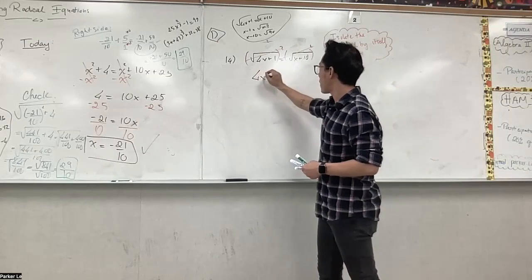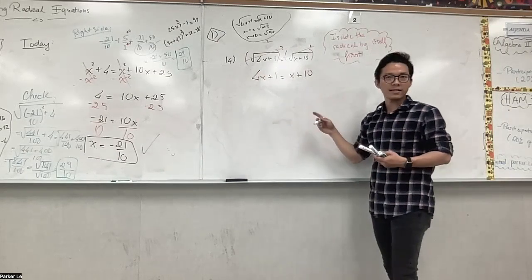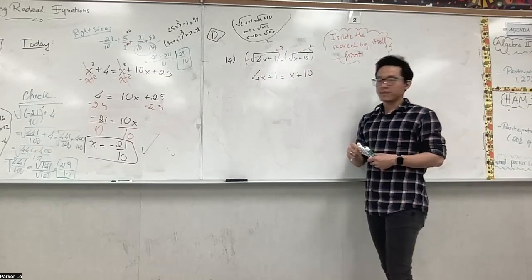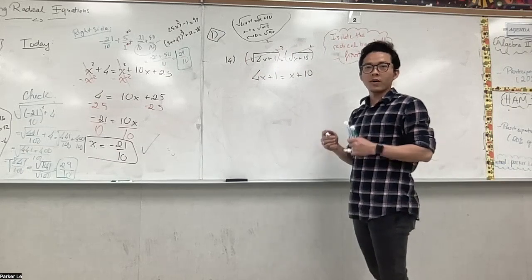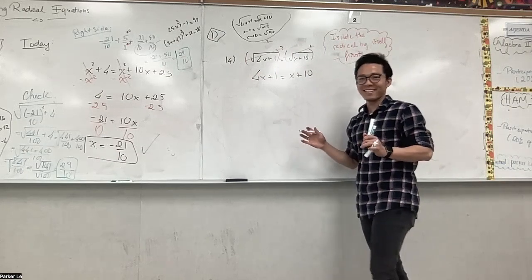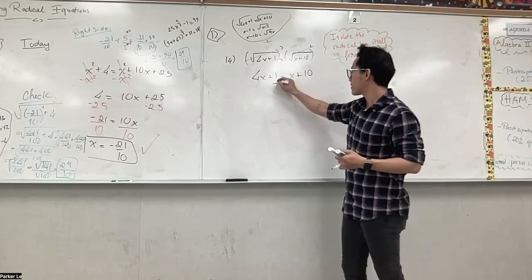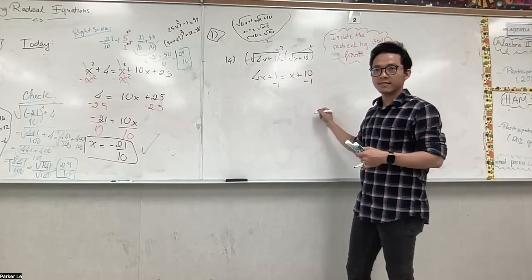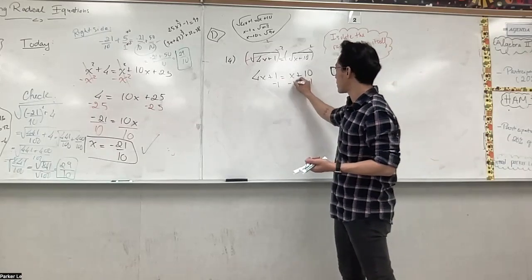I have left 4x plus 1 equal to x plus 10. Now it's so easy, right? What do you wanna do? Subtract 1, and you also subtract x, because you want to move x over here.